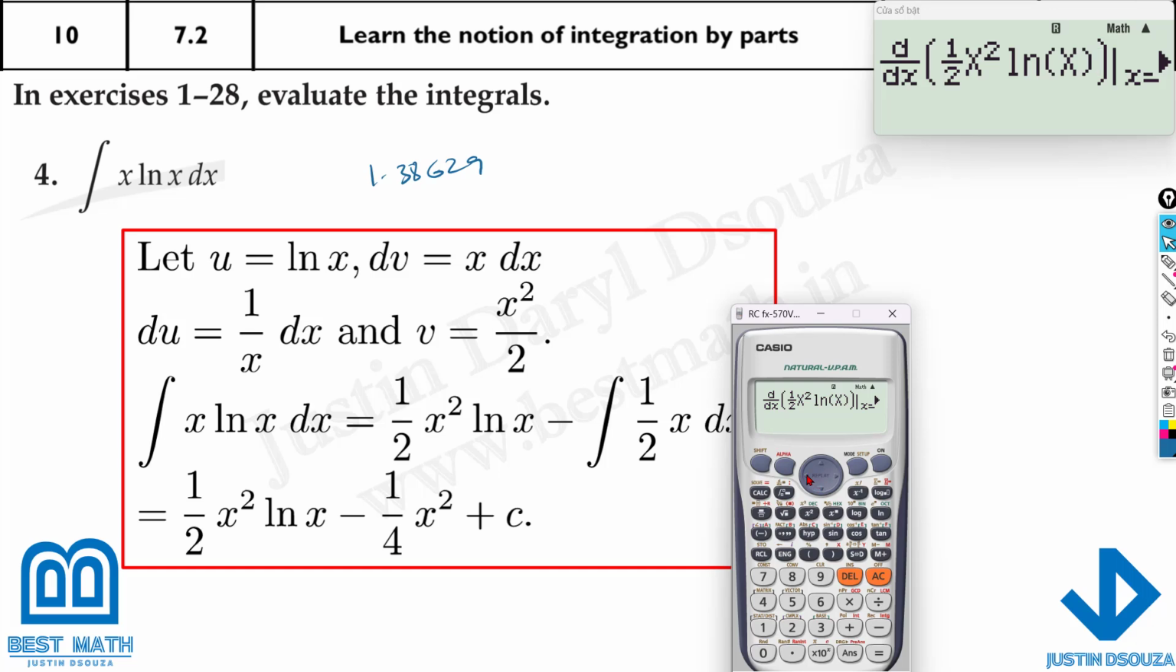Now here it's very important to write the multiplication sign. Even without multiplication it's fine, but it's better to write it. This entire term minus 1/4 x squared. That's it. The x value is 2. And is it matching? Yes, it is. Of course it should match, because that's the correct answer.